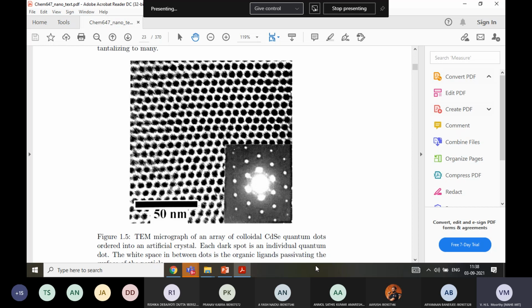The principle is same, the way we do it is different. This is the central beam intensity. Now you see there are dots arranged in a regular fashion. This shows that the crystal is a periodic crystal, and with electron diffraction also we can see the structure is periodic. So transmission electron microscopy is the most important technique to understand the crystal structure of materials. Okay.